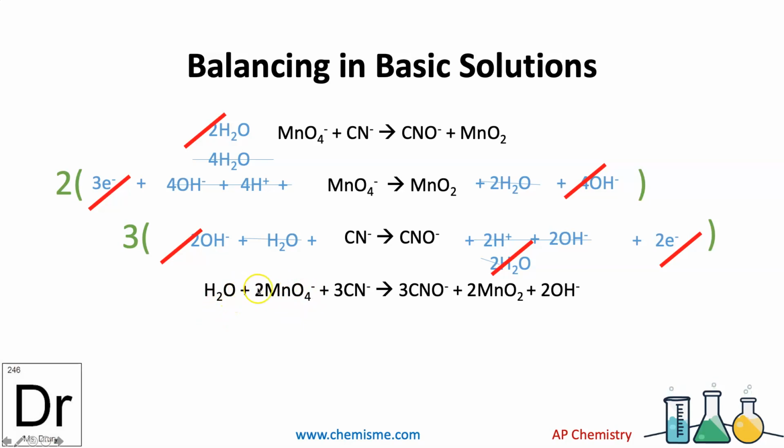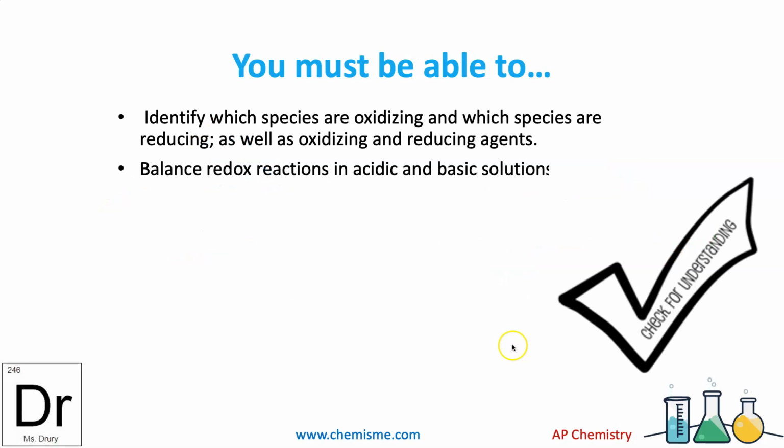1 O plus 8 O's is 9, 3, and another 4 and 2 there is 9. 2 Mn's, 2 Mn's, 3 C's, 3 C's, 3 N's, 3 N's, and also charge: 2 minuses and 3 minuses is 5 minuses on the left, 3 minuses and 2 minuses is 5 minuses on the right. I would never have gotten that from what I got if I didn't do this method. So at this point, you should be identifying oxidizing and reducing elements as well as agents and balancing acidic and basic solutions.